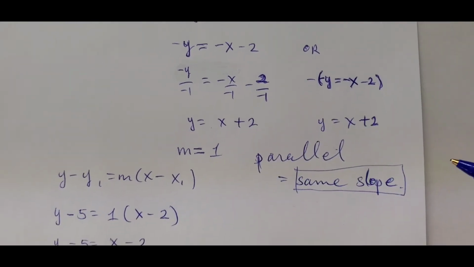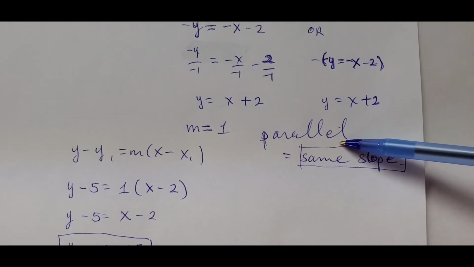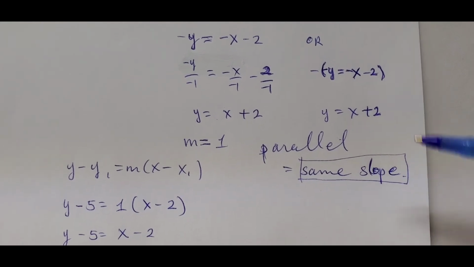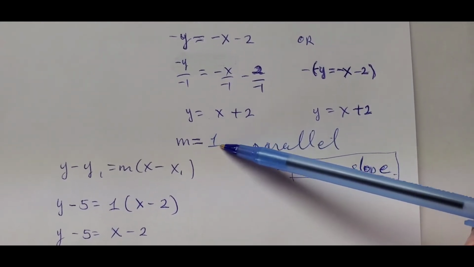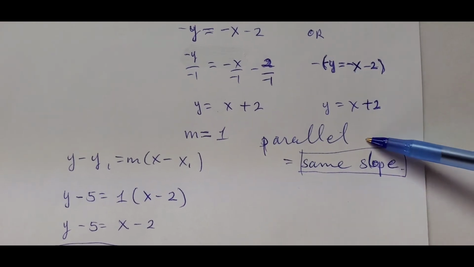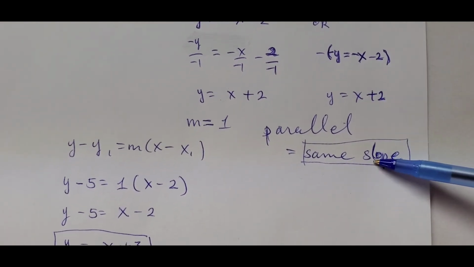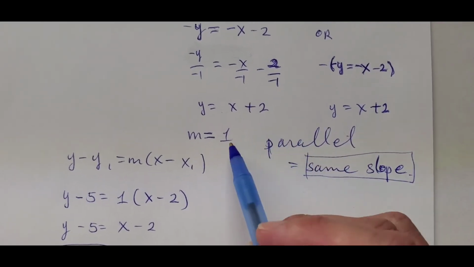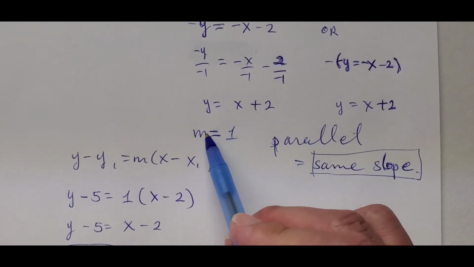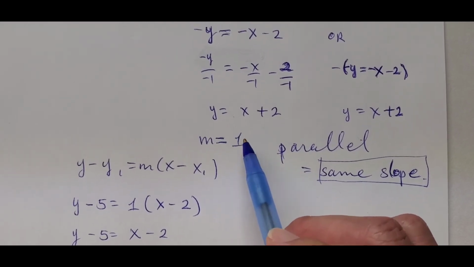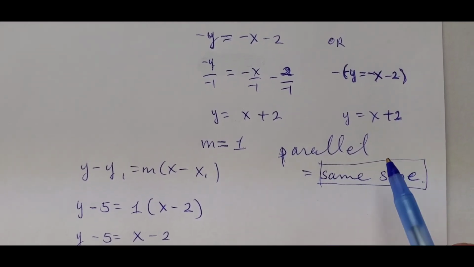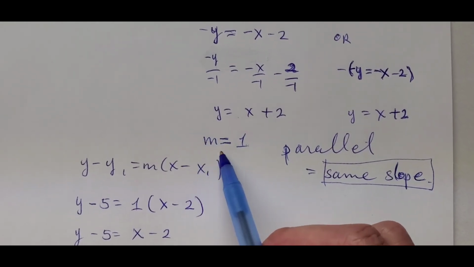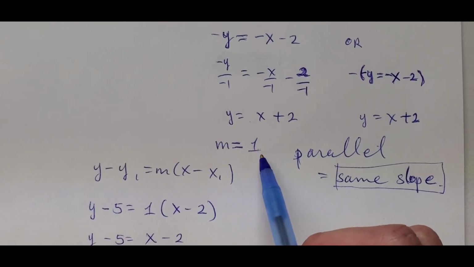Now, the definition of parallel. Parallel means same slope. It literally means same slope. So you will reuse this slope again. Same slope means you will use the slope that was given to you earlier, which you have found out. You use it again. Parallel means same slope. So you will use this right here, m equals 1 again.